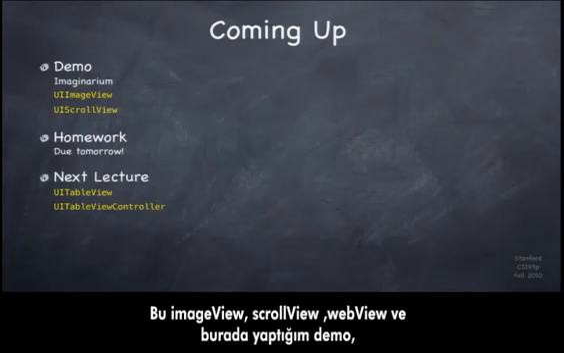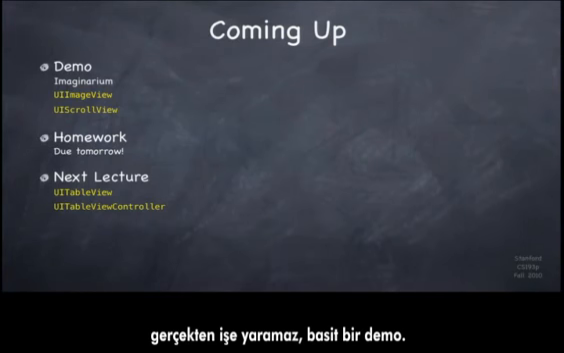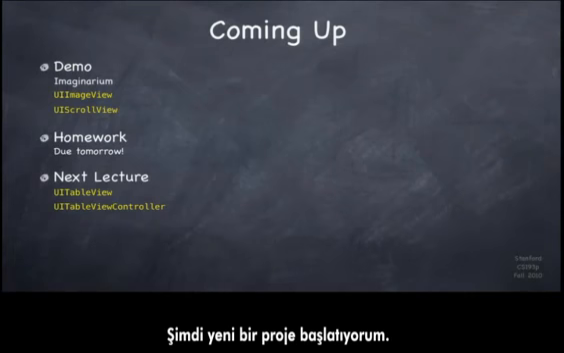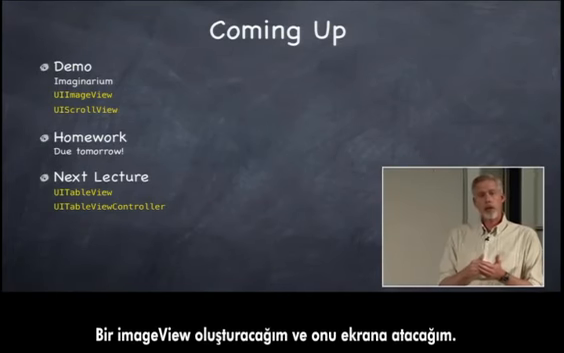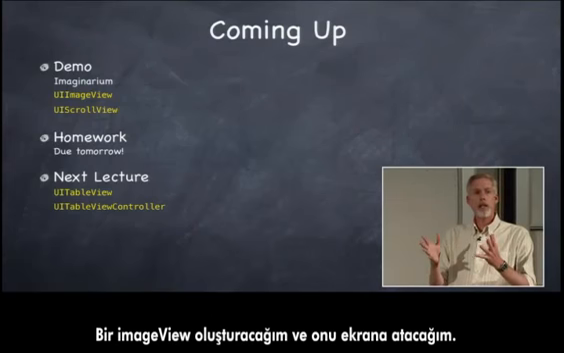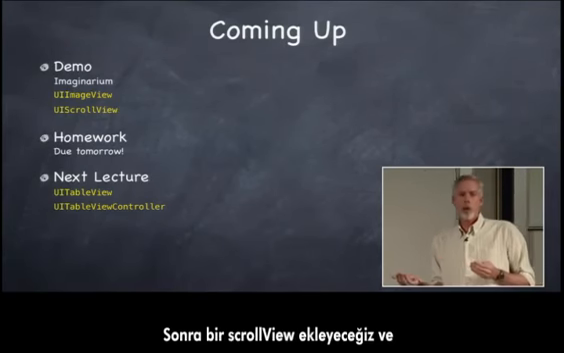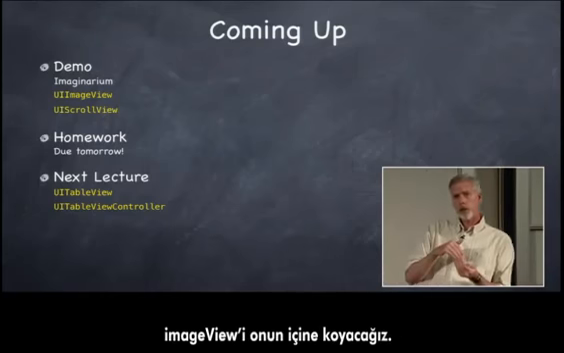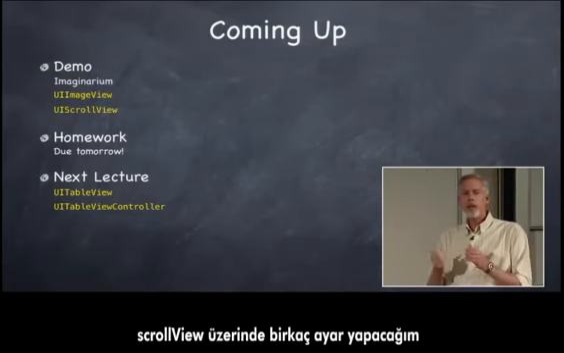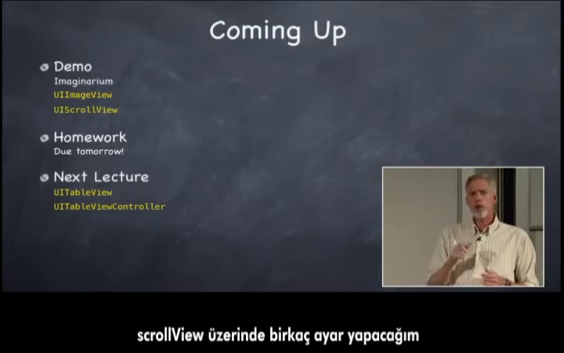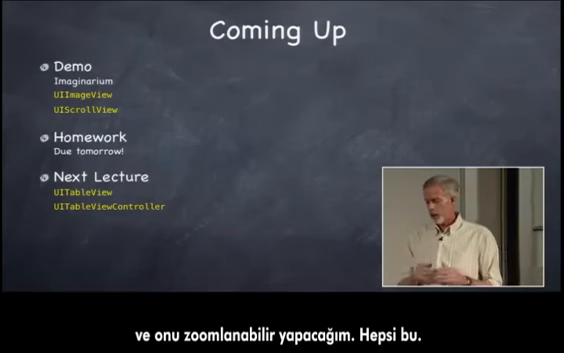So that's image view, scroll view, and web view. And the demo I'm going to do here is a real dirt simple demo. I'm just going to create a new project, and first I'm going to create an image view and just throw it on screen. It's not going to be scrollable, and you'll see it there. Then we're going to add a scroll view and put the image view inside the scroll view, and I'll set a couple things on the scroll view. We'll make it so the scroll view can zoom. That's all we're going to do.